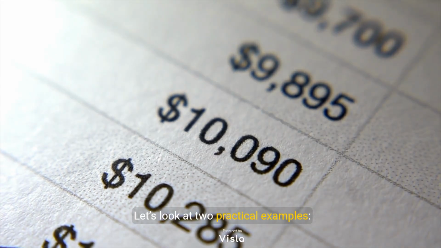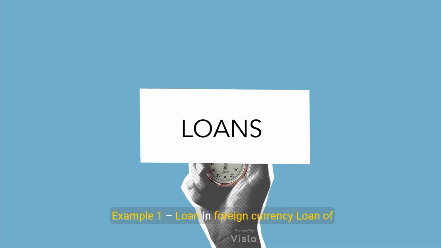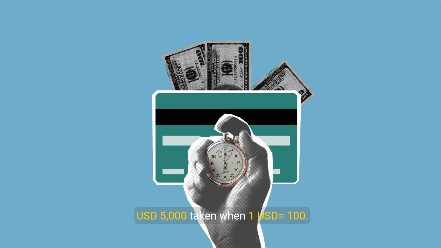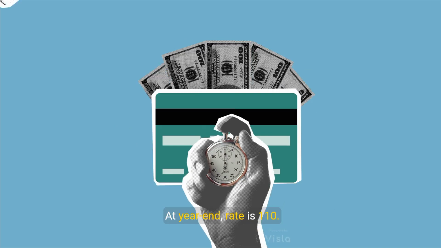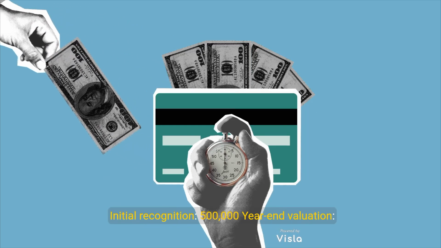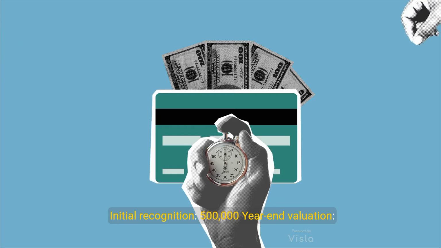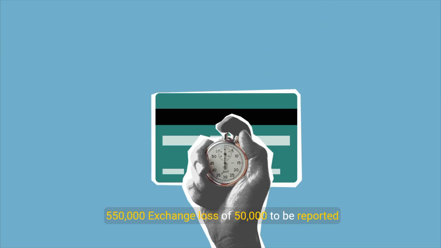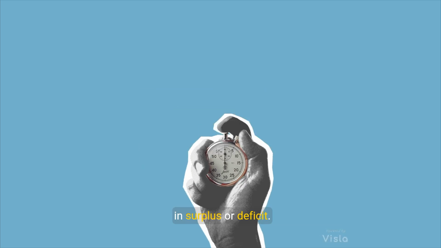Let's look at two practical examples. Example 1. Loan in foreign currency. Loan of USD 5,000 taken when 1 USD equals 100. At year-end, rate is 110. Initial recognition, 500,000; year-end valuation, 550,000. Exchange loss of 50,000 to be reported in surplus or deficit.